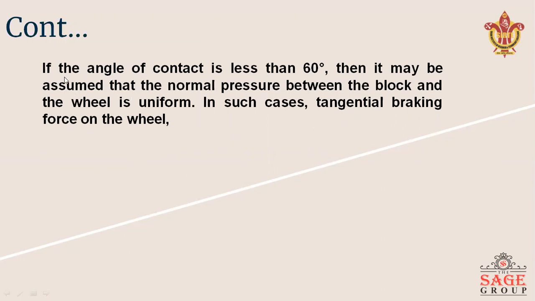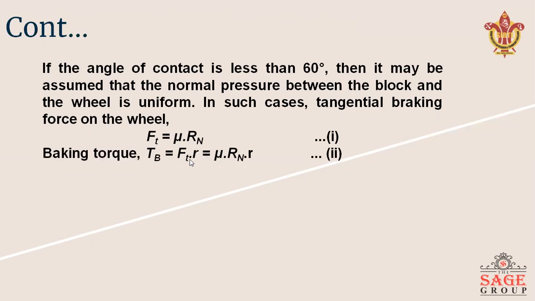Here you can see that if the angle of contact is less than 60 degrees, then it may be assumed that the normal pressure between the block and the wheel is uniform. In such cases, the tangential braking force on the wheel, Ft, is equal to mu Rn. And the braking torque Tb is equal to Ft into R. So braking torque Tb equals mu Rn into R. In this, we have to calculate the normal reaction for solving the numerical problems.